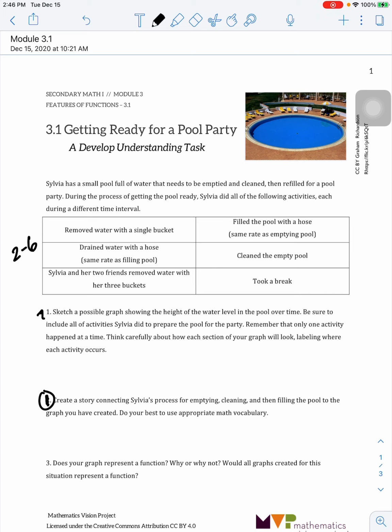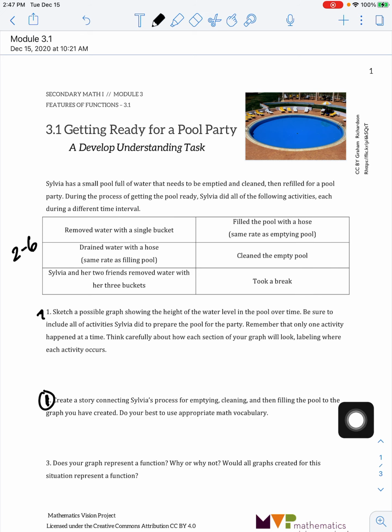activities, each during a different time interval. So she did all 6 of these things, but all at different times. She removed water with a single bucket. She drained water with a hose. She removed water with her friends using 3 buckets. She filled the pool with a hose. She cleaned the empty pool, and then she took a break.